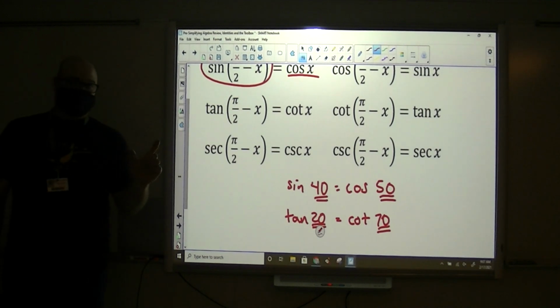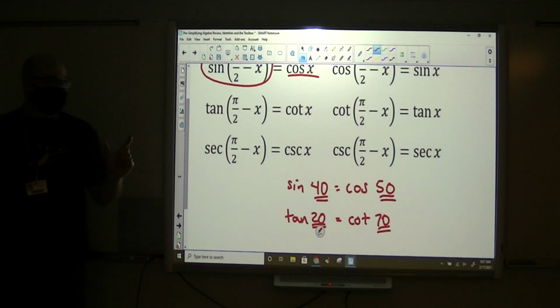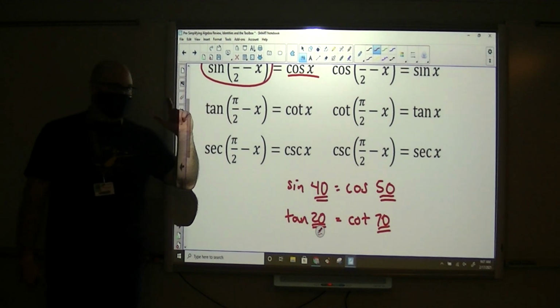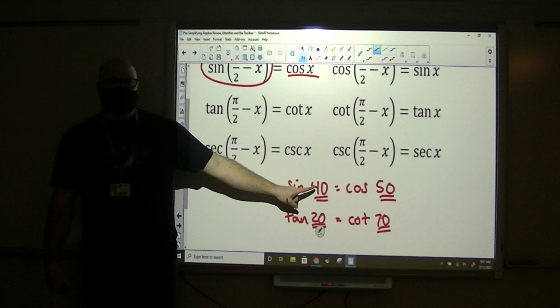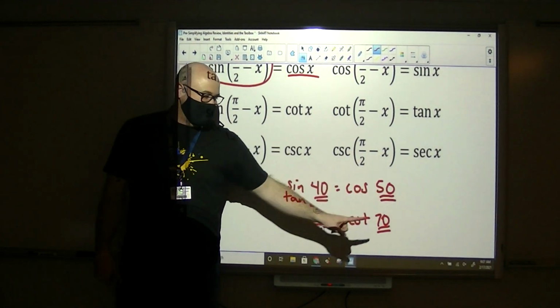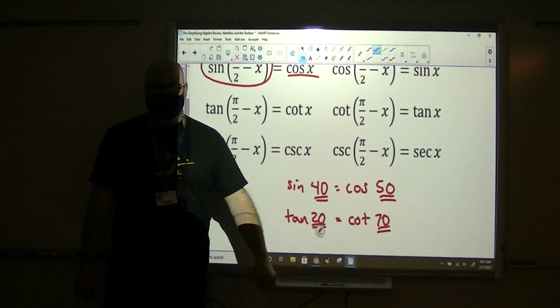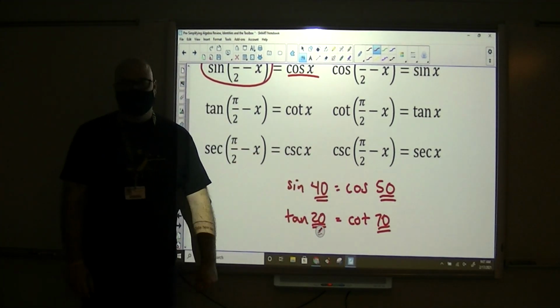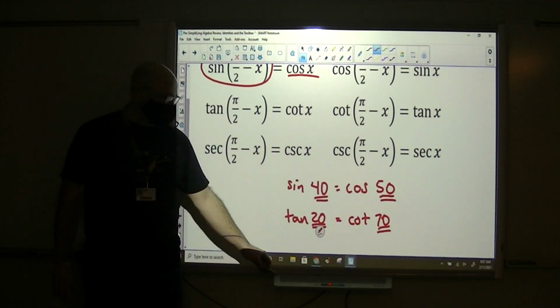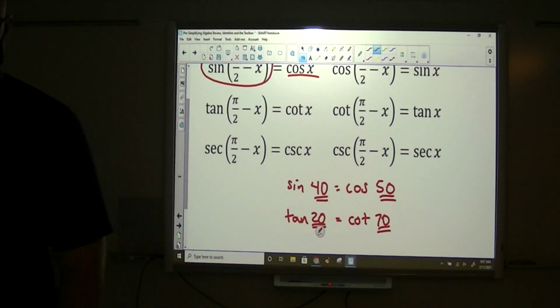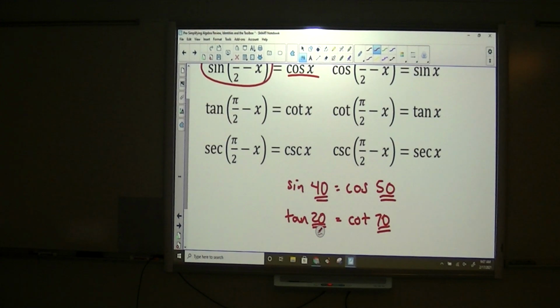So cofunctions, co meaning together, right? There's a pair of functions that are cofunctions. The sine of one is equal to the cosine of its complement. The tangent of an angle is equal to the cotangent of its complement. And then secant and cosecant are cofunctions as well. We'll see how we use these down the line. But make sure you have them in your notes.